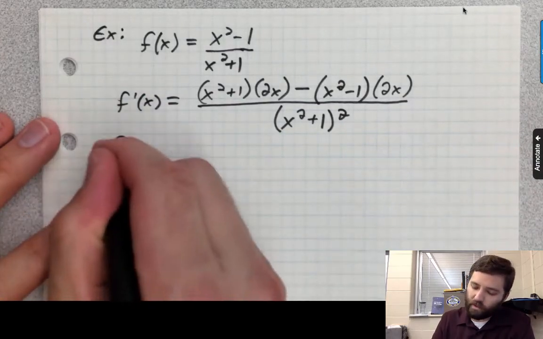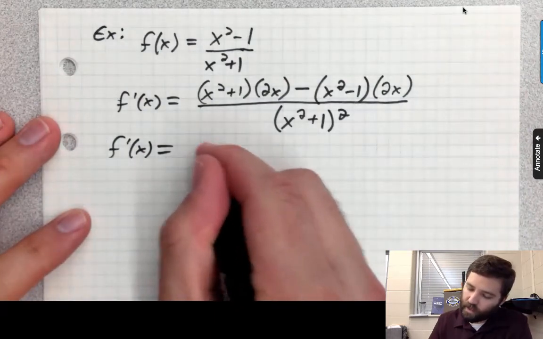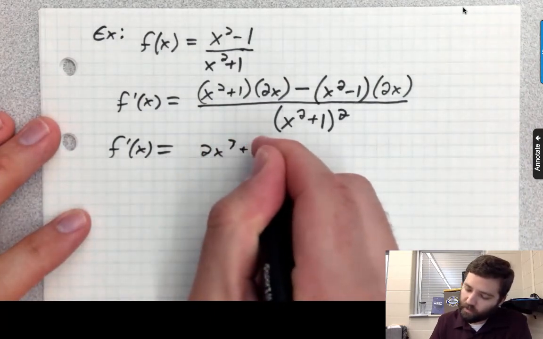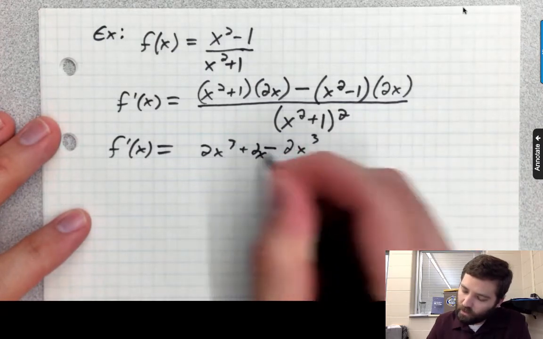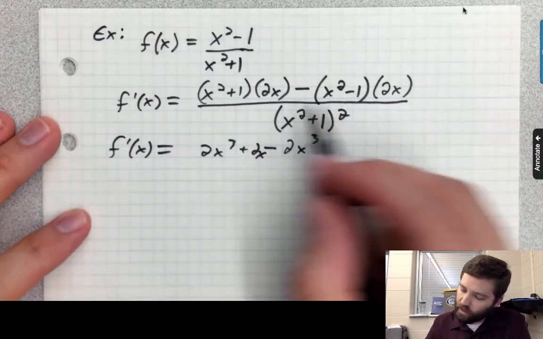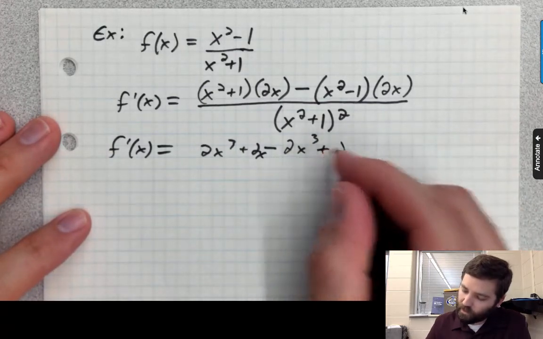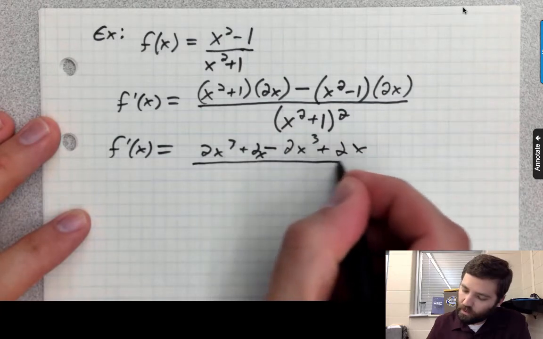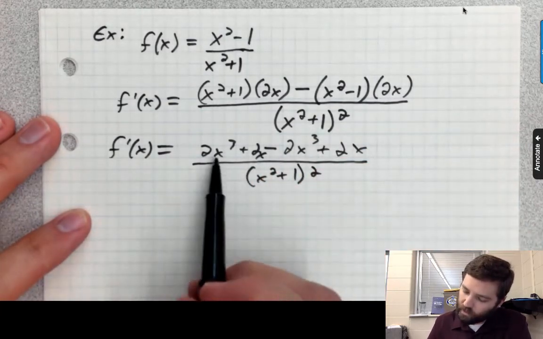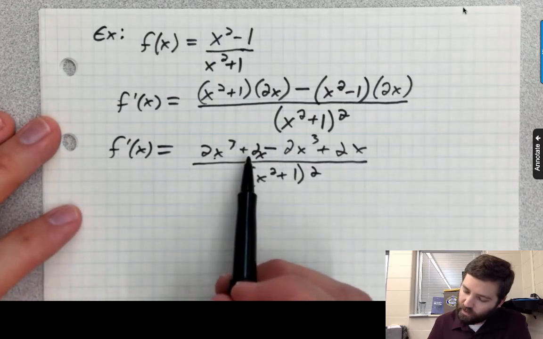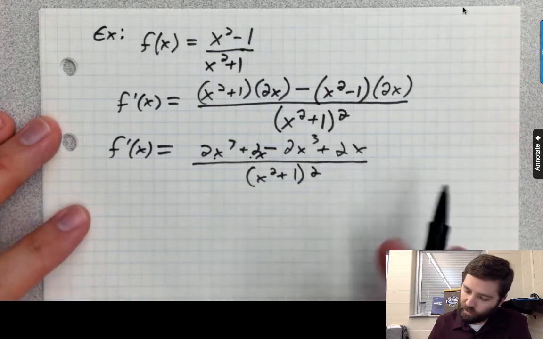We can clean this up real quick, I suppose. It's not going to take us that long. So this will be 2x to the third plus 2x minus 2x to the third. Let's see, so minus 2x to the third minus 2x. Oh, plus 2x actually. Divided by x squared plus 1 squared. So I get 2x cubed minus 2x cubed and 2x plus 2x, right? Yeah, plus 2x, so that'd be 4x on top.